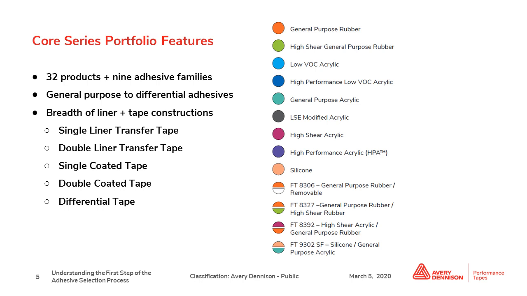The full colored circles represent a particular adhesive technology. Example, orange represents the general purpose rubber category. Whereas the 4 products listed at the bottom of the list are differential products, which means they have 2 different adhesives. For example, the first differential product is Fast Tape 8306, which has general purpose rubber on the unwind side and removable adhesive on the liner side. The Core Series portfolio also covers all of the typical pressure-sensitive adhesive constructions.